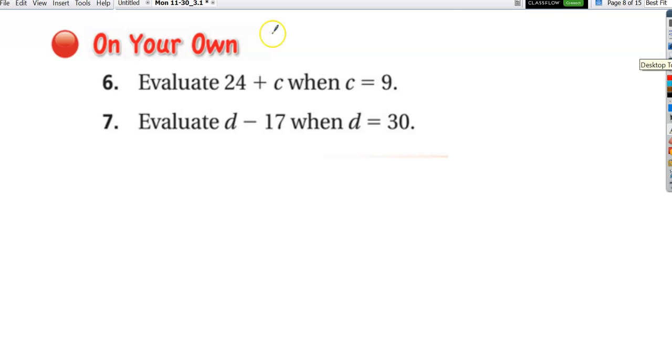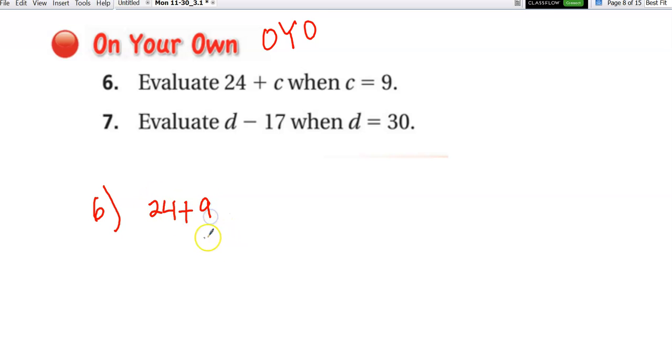Next, this is the OYO. So go ahead and pause the video and you're going to try these two OYOs. So for 6, instead of the C, I'm going to replace the C with a 9. And I know that 24 plus 9 is 33.